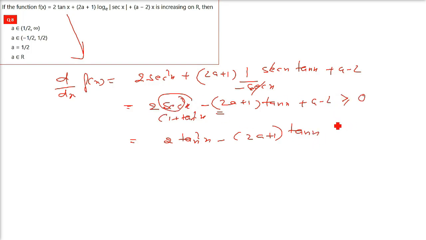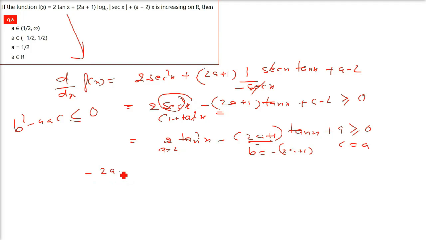I've already cancelled it, okay? That is why I have written 2 tan square x. This is minus (2a plus 1) tan x plus a, greater than or equal to 0. That means b square minus 4ac should be less than or equal to 0. Again same thing which you do here. Again, ax square minus bx plus c is the quadratic equation here. So what is a, what is b, what is c, you already know that.